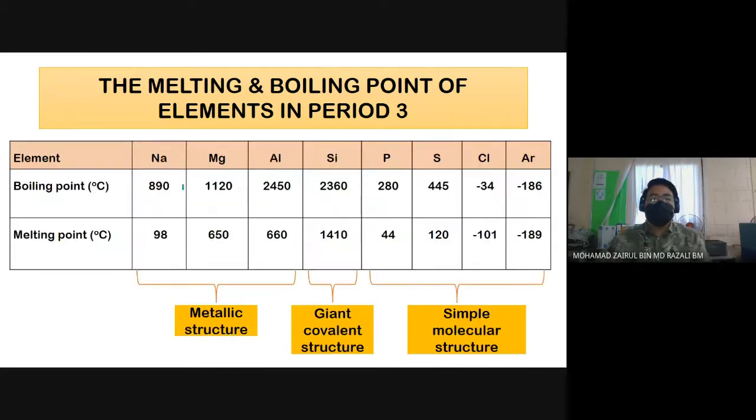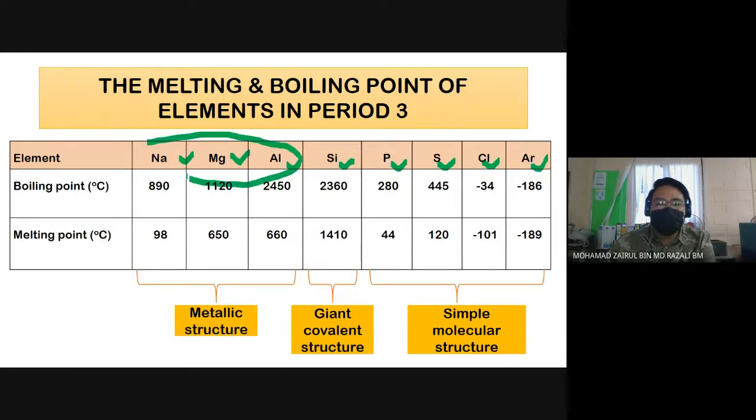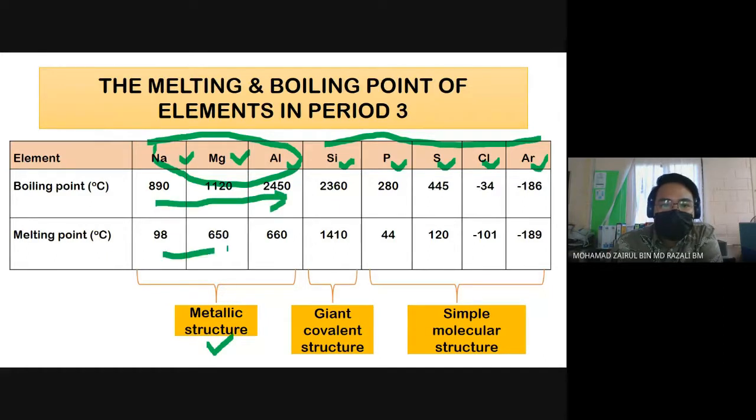Okay, so kalau awak tengok sini, across P3 we have sodium, magnesium, aluminium, silicon, phosphorus, sulfur, chlorine and argon. Okay, these three metal, yang lain ni kita panggil sebagai non-metal. So kalau metal, the melting and boiling point tu kita boleh explain in term of metallic structure ataupun kita boleh explain in term of metallic bond. Okay, so kalau awak tengok boiling point from sodium to aluminium, boiling point dia increase. Same goes with the melting point. Sebab apa?